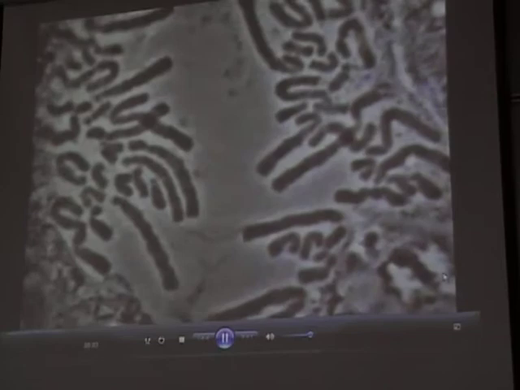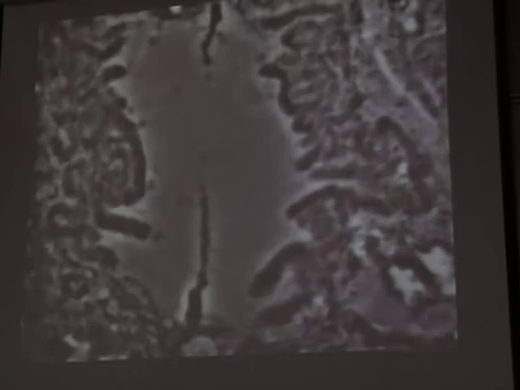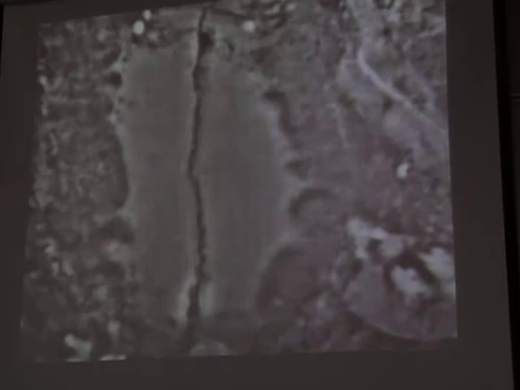See the cell wall being formed? Mm-hmm. Cool stuff. Now look at the animal cells.